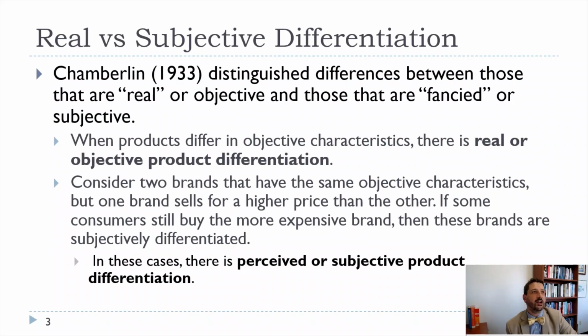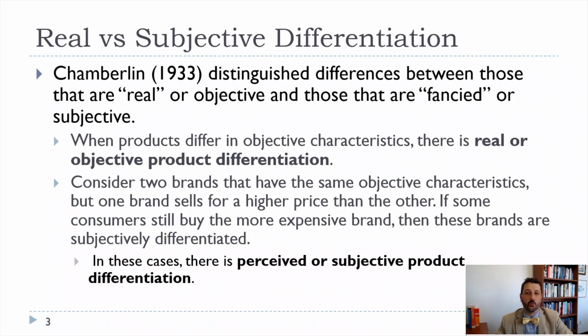So one of the fascinating questions in economics is, how much product differentiation is real versus subjective, and whether or not there's even really a difference there. So think about Coke and Pepsi. Coke and Pepsi are basically the same product, even though we all know that Coke is better, right? But really, is that real differentiation or subjective differentiation? Is a red car and a blue car real differentiation or subjective differentiation?